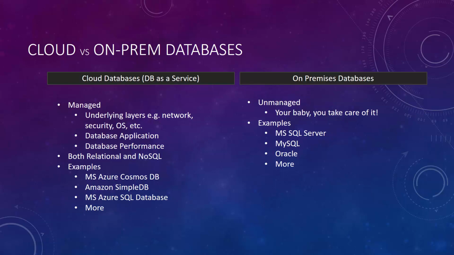The simple way to put it is that it's your baby, you take care of it. So if there's an update to the database software, say SQL Server, let's say Microsoft released a new version of SQL Server or some kind of update to SQL Server, we have to install it ourselves. We have to set up servers. We have to set up or update and maintain the operating system. All of these things become our responsibility. And some examples of on-premises databases include SQL Server, Oracle, MySQL, and many more.